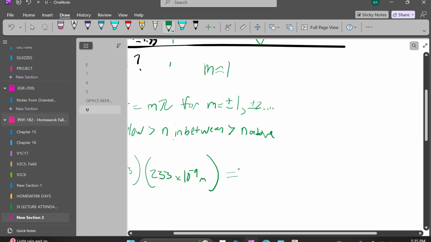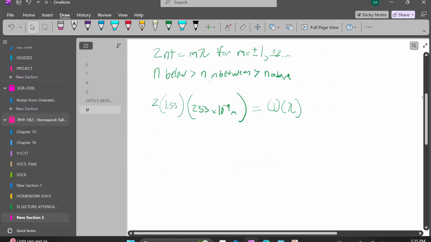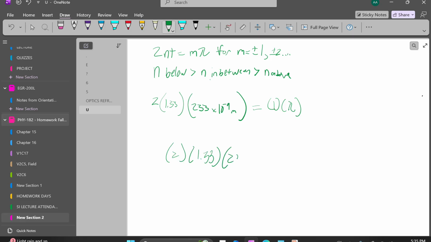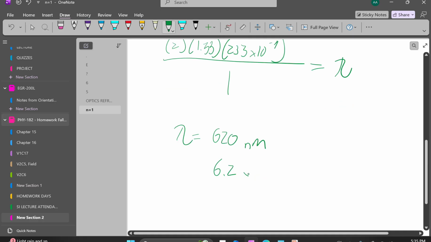So you say, okay, m equals 1 times some lambda, right? All you have to do then is solve for lambda. You say 2 times 1.33 times that whole mess times 10 to the minus 9 over 1 is equal to lambda. And by this, we get lambda is equal to 620 nanometers, or 6.2 times 10 to the minus 7 meters.